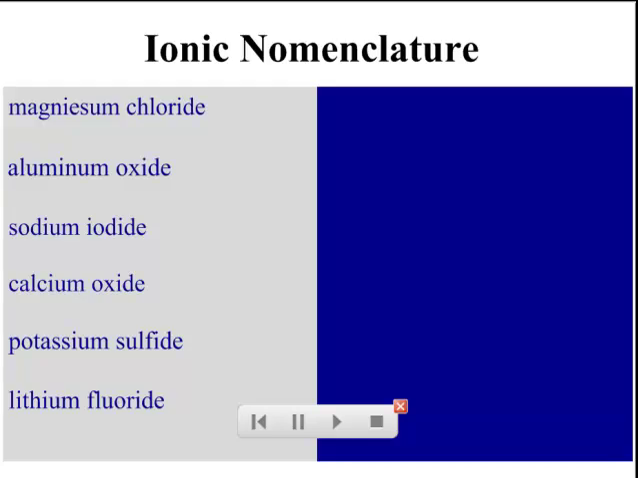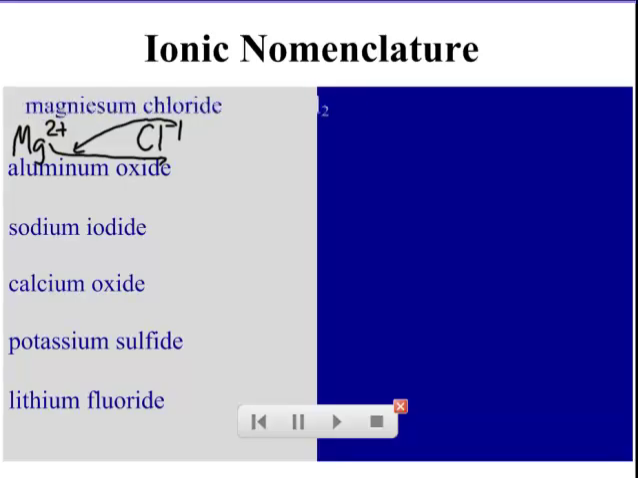When you look up magnesium, you see it's in column 2, so you know it's a +2 ion. Chlorine, when you look it up, is a -1 ion. You take the numbers and you crisscross them. So the 2 goes on the chlorine, the 1 is the subscript of magnesium, and the formula becomes MgCl2.